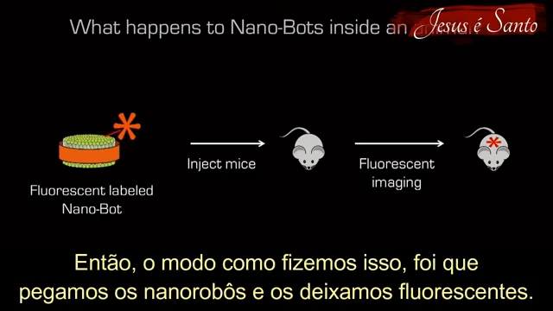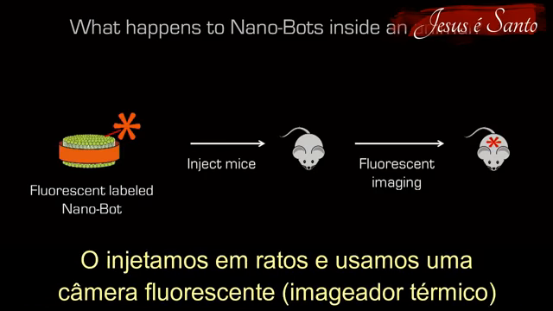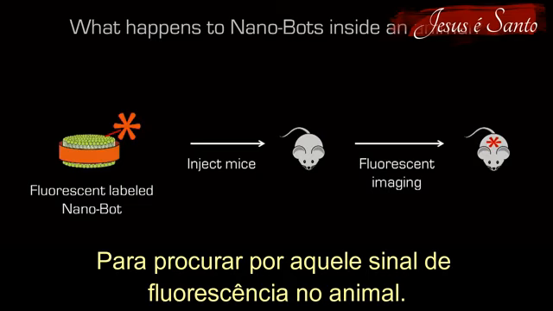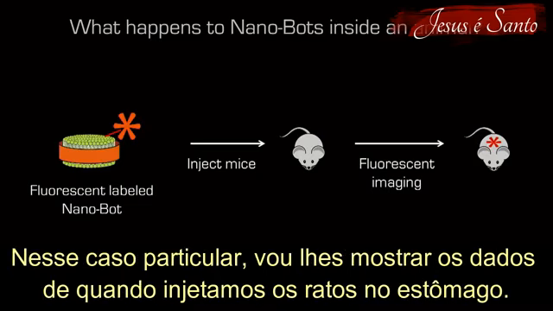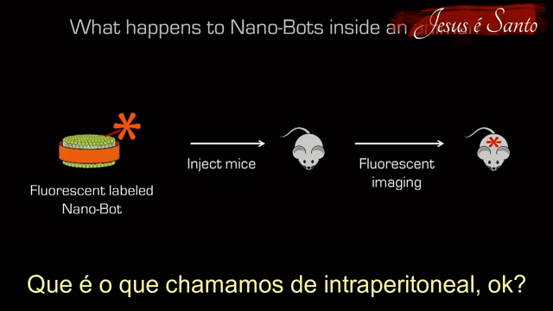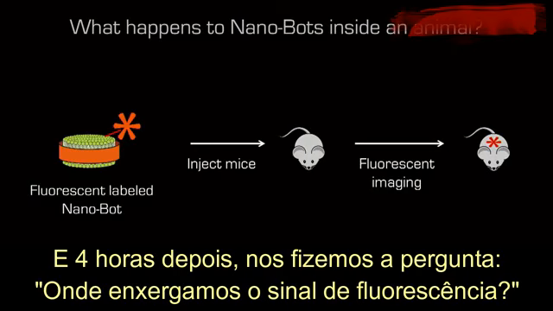The way we do this is we take nanobots and we fluorescently label them. We inject mice, and we use a fluorescent imager to look for that fluorescent signal in the animal. In this particular case, I'm going to show you data where we injected mice in the stomach, which is what we call intraperitoneal. Okay? And then 4 hours later, we asked the question, where do we see that fluorescent signal?